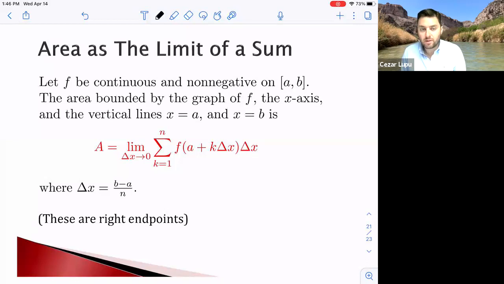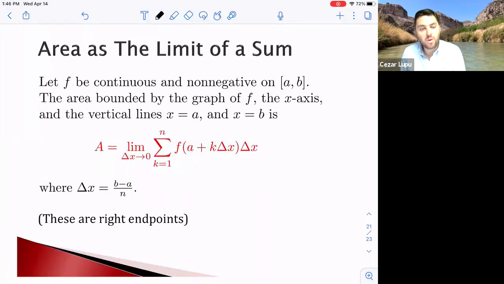If I have a continuous, non-negative function f defined on an interval [a, b], we can say that the area bounded by the graph of f, the x-axis, and the vertical lines x equals a and x equals b is nothing else than just this beautiful sum that you see here.